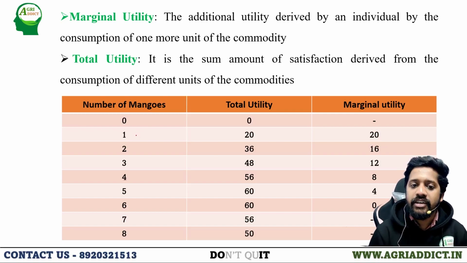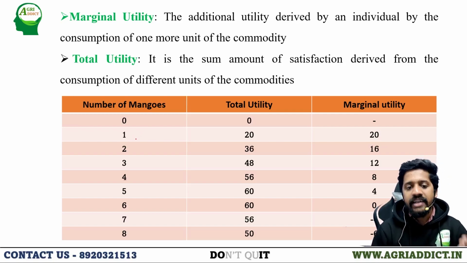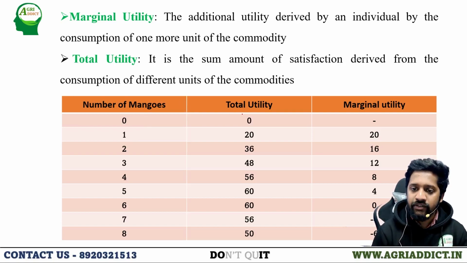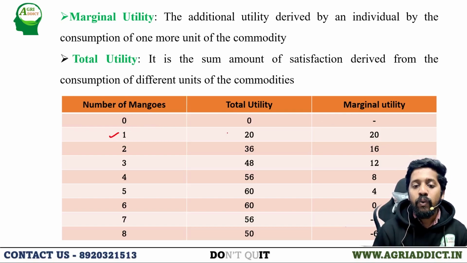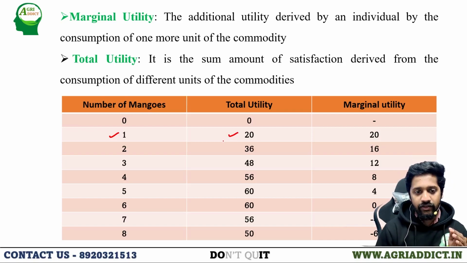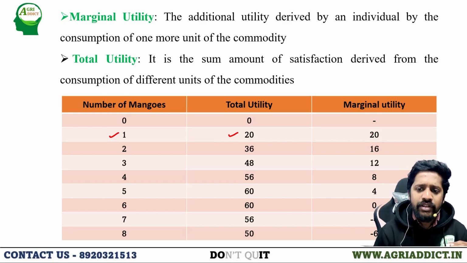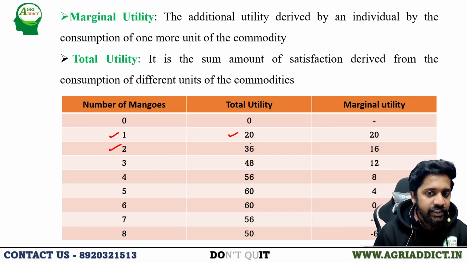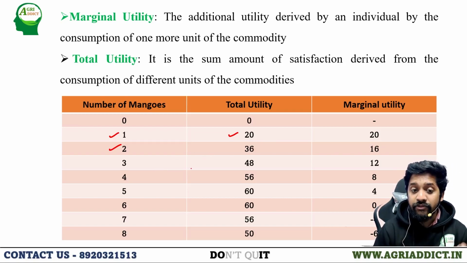Suppose I am consuming mangoes in a continuous fashion. With 0 mangoes, I am not consuming any mango, so the total utility will be 0 and the marginal utility also will be 0. Then I consume the first unit of mango. What is my total utility? 20, and that was my first unit of consumption, therefore the marginal utility is also 20. What is the case when I consume the second unit of mango in a continuous fashion? I have already gained 20, and after consumption of 2 mangoes, 36 is my total utility.